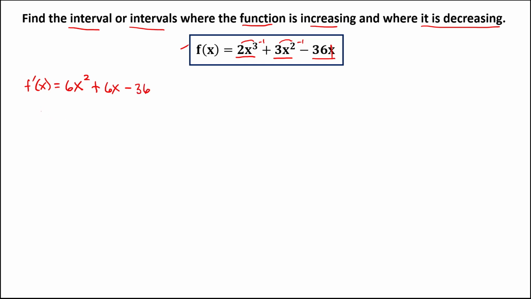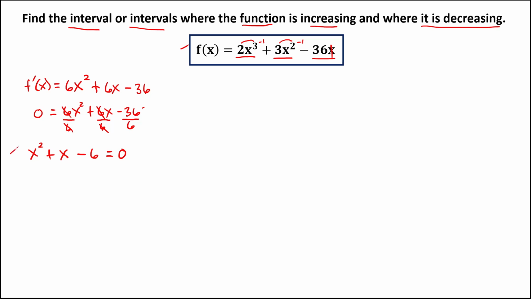Then equate this to 0, so we have 0 equals 6x squared plus 6x minus 36. Then observe that these numbers are divisible by 6. So divide every term by 6. So this becomes x squared plus x, then minus 36 divided by 6, so we have 6, equals 0.